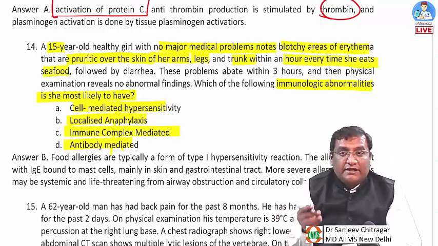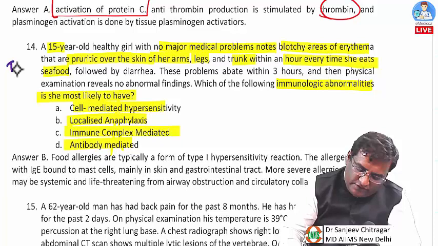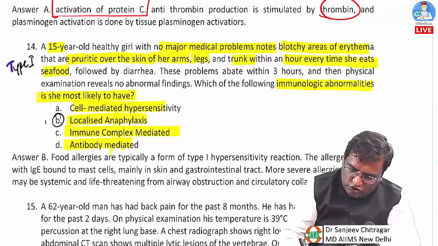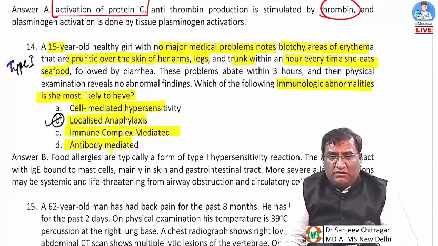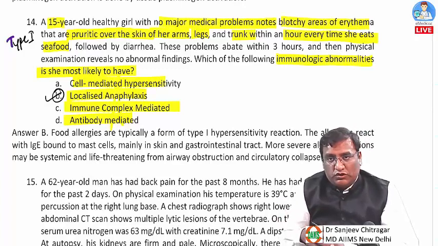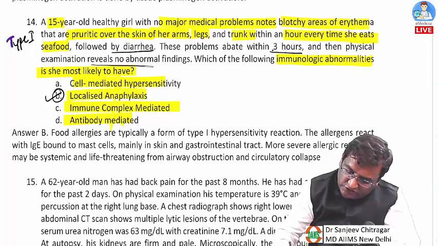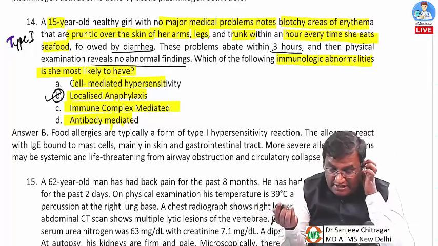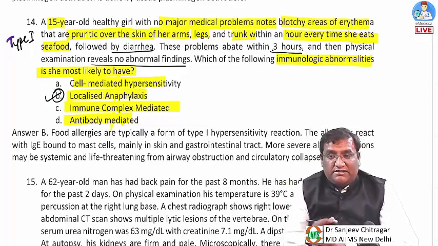So basically there are multiple rashes in the skin after seafood, which is a type 1 hypersensitivity reaction. Simple. So it is a type 1 allergic reaction, which is also called localized anaphylaxis. You might even develop anaphylaxis on any of these episodes. Followed by diarrhea also. The problem abates within 3 hours, and then physical examination reveals no abnormal finding. This is typical histamine mediated increased vascular permeability and vasodilation. That's where the redness as well as the diarrhea is happening.